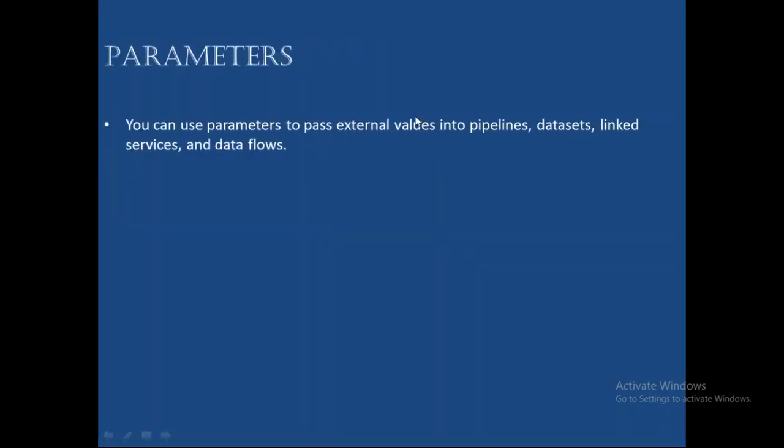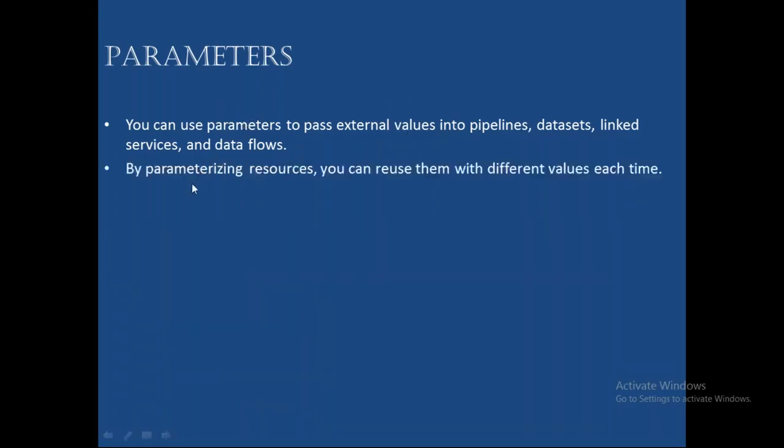Now you see parameters. With the help of parameters, we are going to create a dynamic nature. You can use parameters to pass external values into pipelines, datasets, linked services, and data flows. So into all these resources, you can pass dynamic values with the help of parameters. Next, by parameterizing resources, you can reuse them with different values each time. Meaning, first time you pass input and use the parameter. Next time you pass input 1, you use the same parameter.